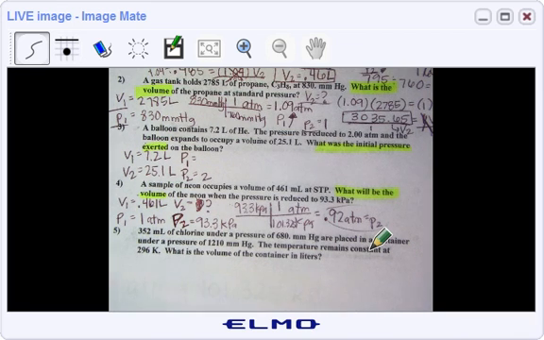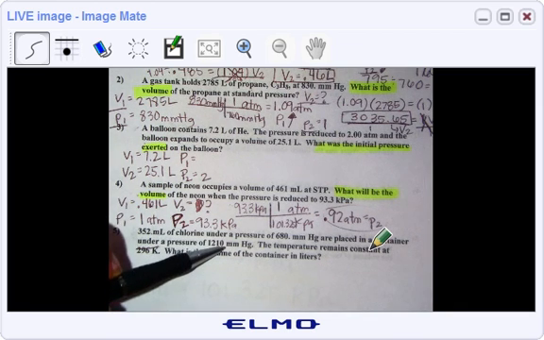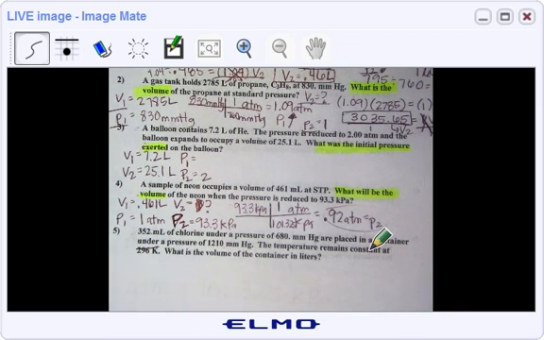I'm going to let you try to set up 5 by yourself. Just remember that milliliters needs to be changed to liters. We don't need anything to do with temperature. And you need to convert these mmHg to ATMs.